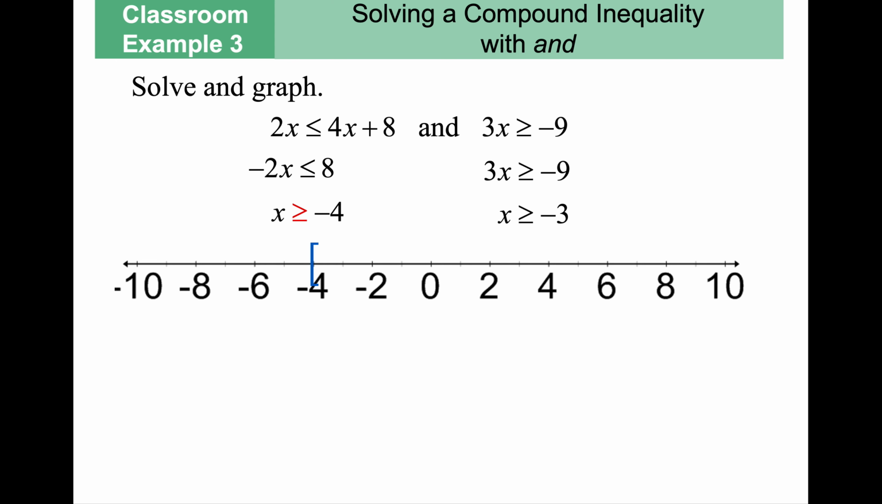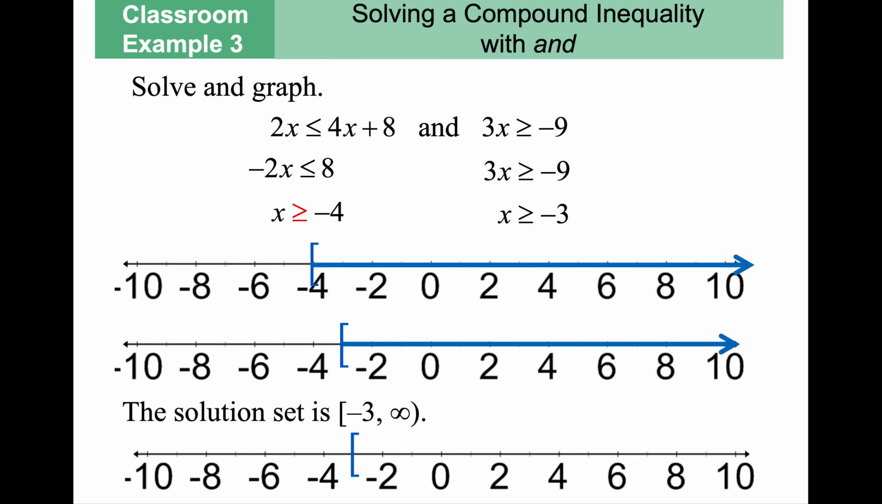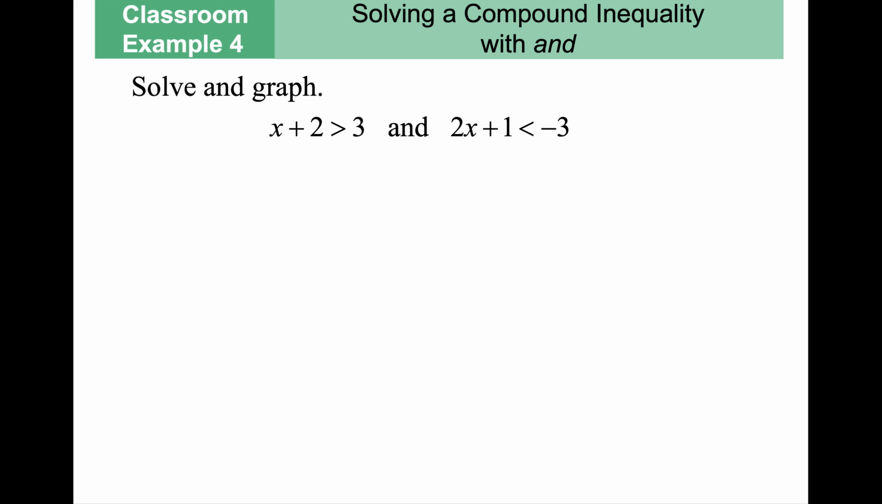Then I'm going to graph my sets. I'm going to use a bracket because it has an equal to, and for my second set, I'm going to use a bracket because it has an equal to. Then I'm going to consider the overlap, which would be from negative 3 to infinity because the arrows pointing to the right overlap one another. Notice the solution can also be written in set notation as bracket negative 3 to infinity parenthesis. We always use a parenthesis with infinity. We never use a bracket.